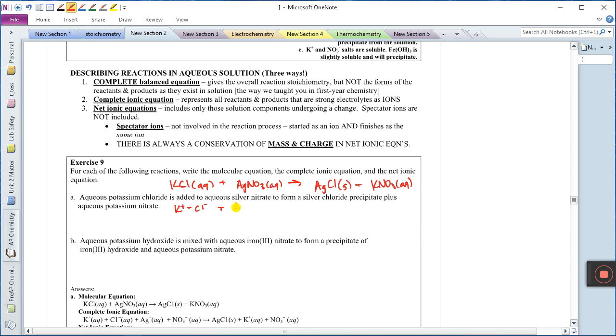Yes, so we're just going to write it as its component ions. So Ag plus, how am I going to write nitrate? NO3 with what charge? -1. Make sure you do not try to separate a polyatomic. I should have no N's. I should have no O's.